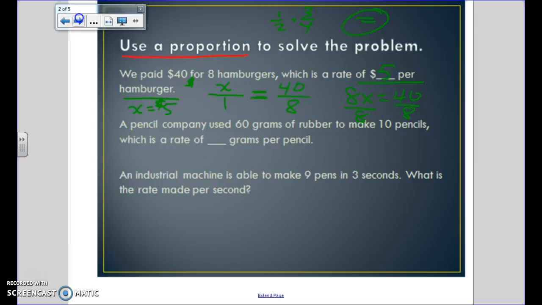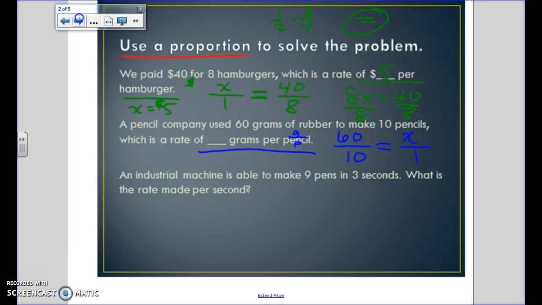It says a pencil company used 60 grams of rubber to make 10 pencils. Okay, well, we can start with the 60 and the 10, or we can start with the unknown part. It doesn't matter. So let's just start with 60 grams over 10 pencils. Okay, and I'm just going to put over here grams over pencils, just so I remember. It says which is a rate of blank grams per pencil. So we don't know how many grams for every one pencil.